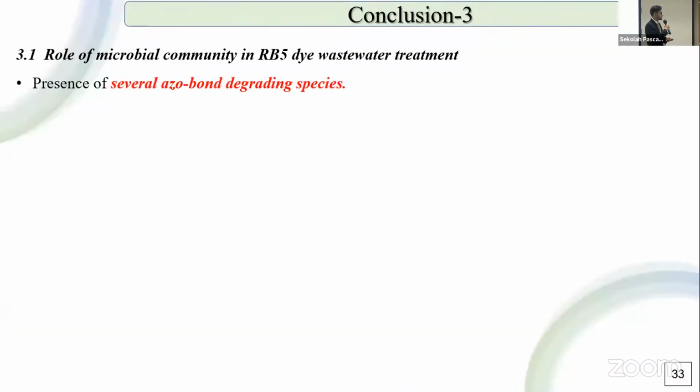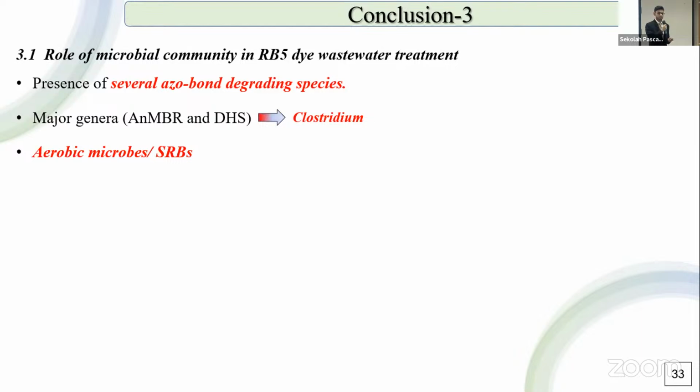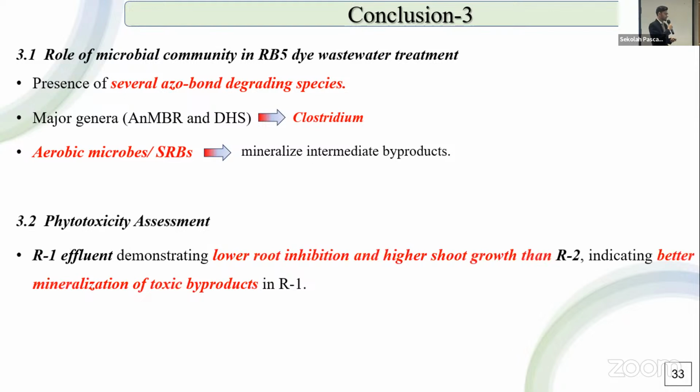Conclusively, we could say that several azo bond degrading bacteria or microbes were present in both the anaerobic aerobic bioreactors. The major genus in both reactors was Clostridium, which was further facilitated by aerobic microbes and sulfate reducing bacteria for the total mineralization of intermediate products and total dye degradation. Phytotoxicity assessments show that under the influence of high initial flux, biofilm formation was much more significant on the membrane surface, which leads toward lesser toxicity in our anaerobic system.